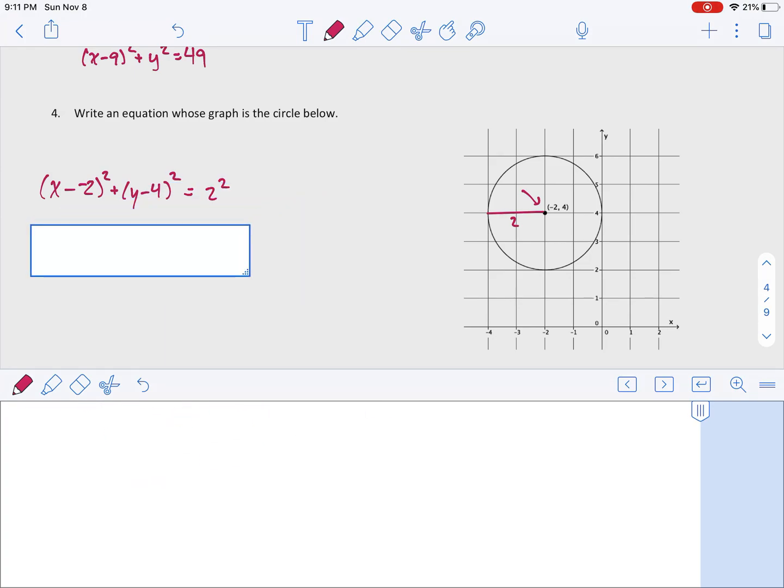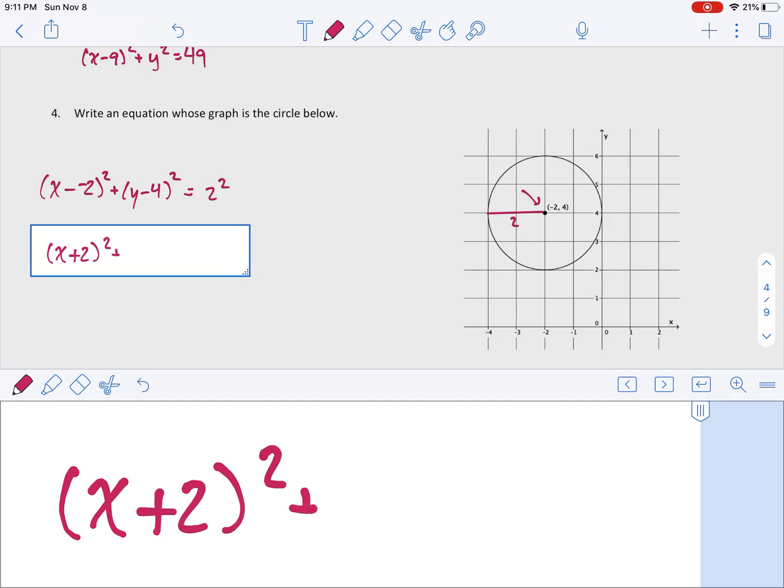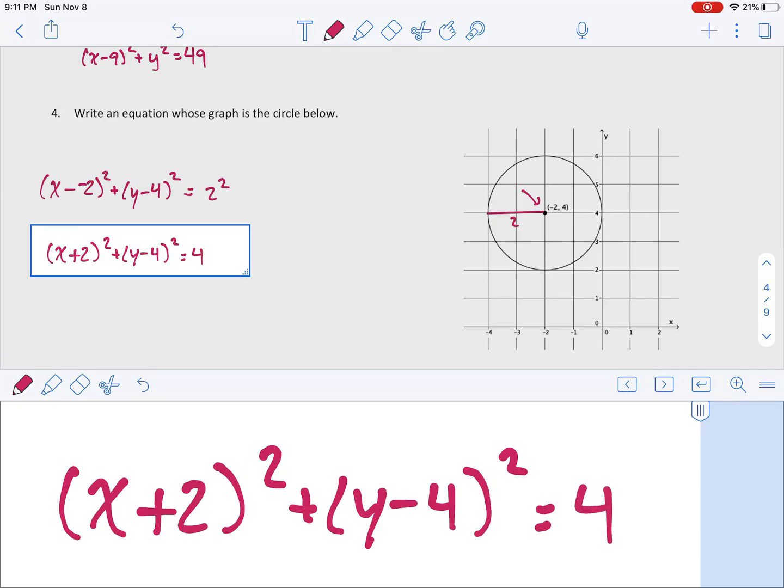And again, we'll simplify as much as we can. Minus and negative turns into a plus. And then 2² is 4. So the equation of that circle is (x + 2)² + (y - 4)² = 4.